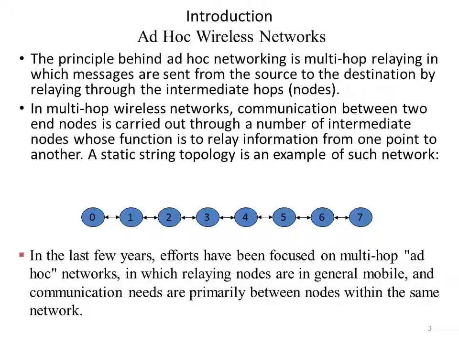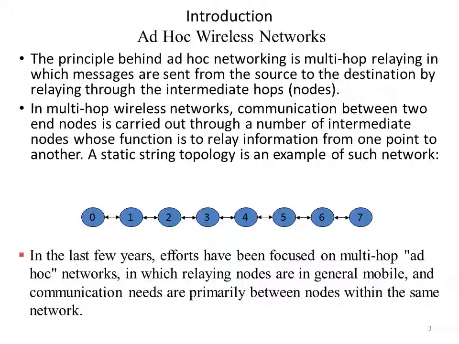The principle behind ad hoc wireless networks is multi-hop. What is the meaning of multi-hop? Multi-hop means multiple devices can communicate information from one device to another device. Every intermediate node or intermediate hop can be called a node or mobile node. In multi-hop networks, the communication between two nodes is carried out through a number of intermediate nodes. Each and every intermediate node can perform different operations.